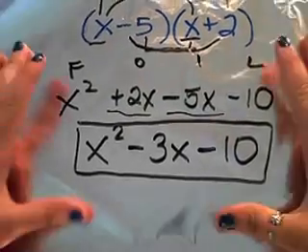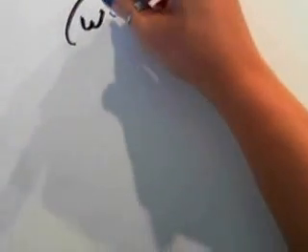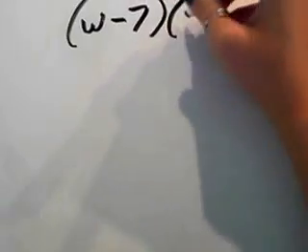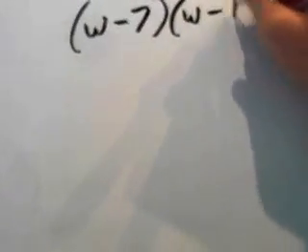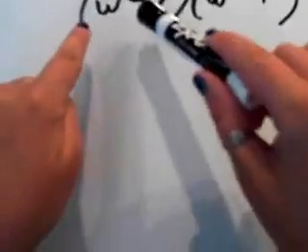Well, let's try one more. We'll go back to the whiteboard. Let's try this. W minus 7, W minus 1. So letters can be anything. This one we still have 2 terms and 2 terms. So this is a binomial and this is a binomial. We have the right amount of terms to use FOIL as our little shortcut or our acronym to remember it.